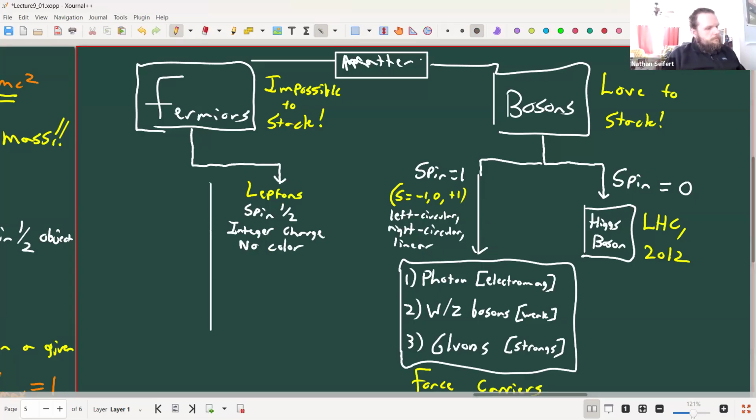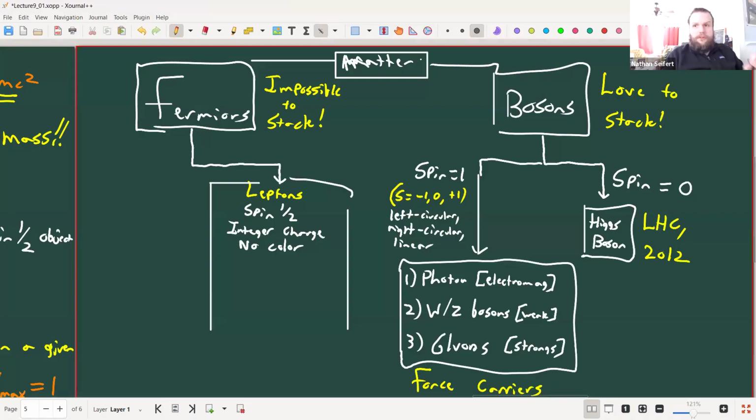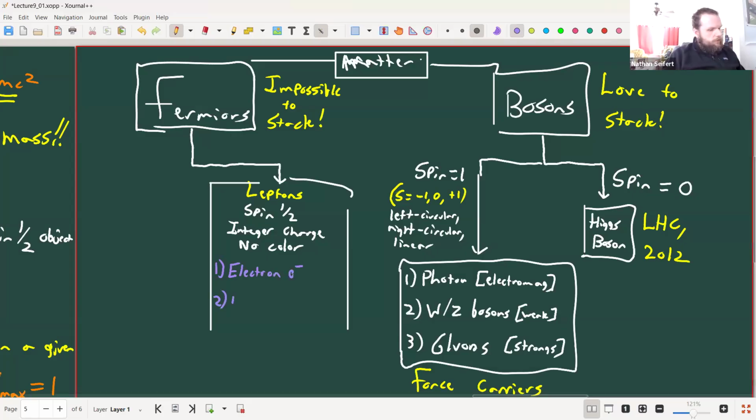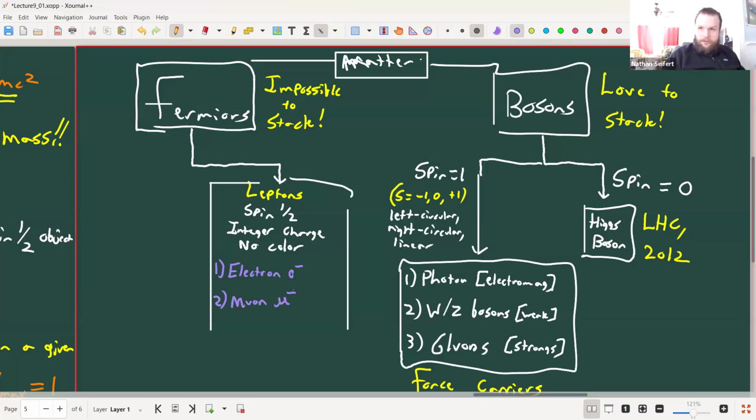Okay. And there are three kinds. They're all very similar to each other. There's the electron, e minus. There's what's called the muon, mu minus. And there's the tau. You can think of them as they all have the same properties, except they have different masses.